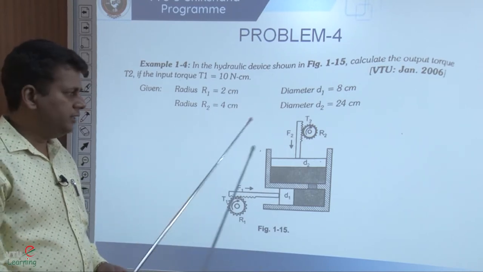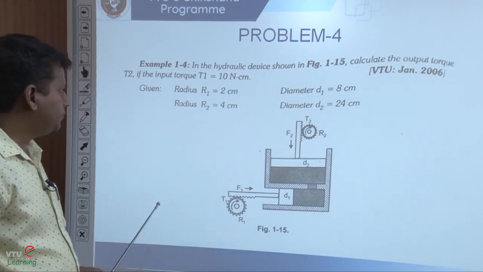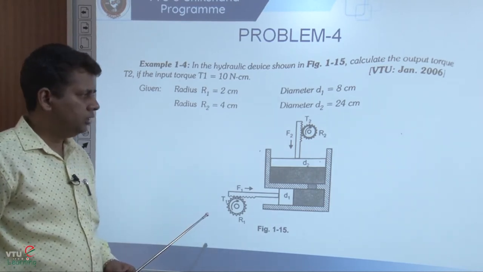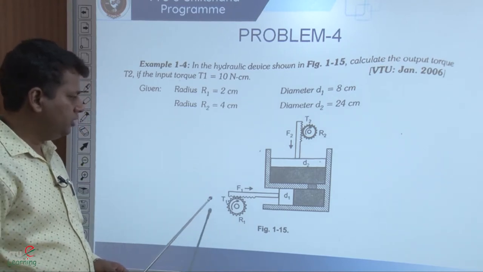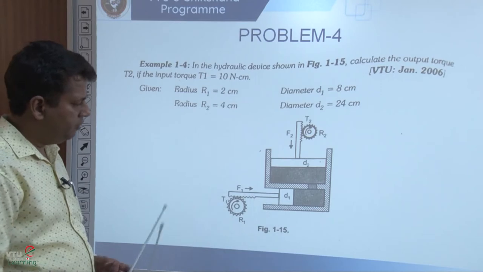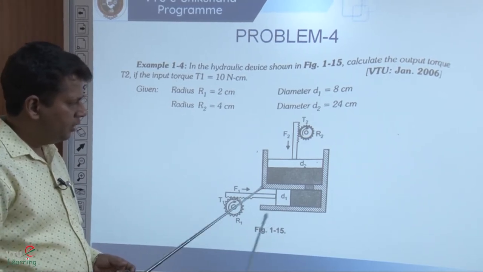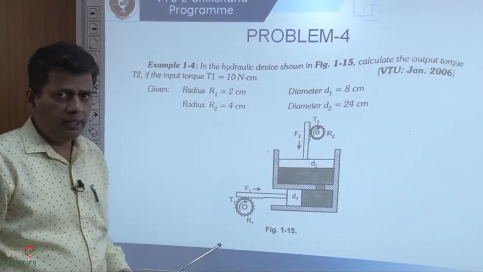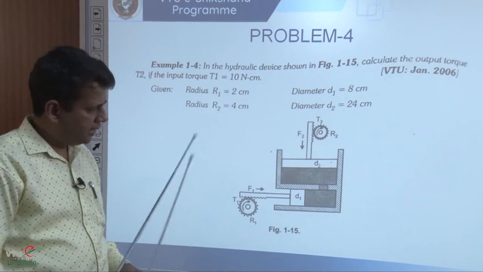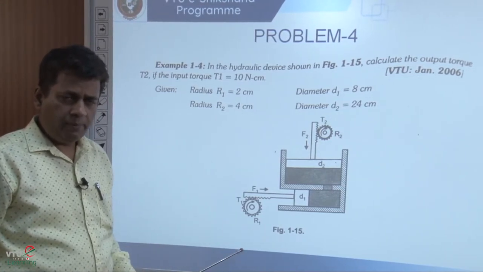So, we need to analyze this problem and find out the torques, that is the output torque. Which is the input and which is the output? The small cylinder, that is the horizontal cylinder, is the input cylinder, and the bigger cylinder, that is the vertical cylinder, is the output cylinder. So, please properly analyze this diagram, and then proceed for solving. Let us solve this problem.